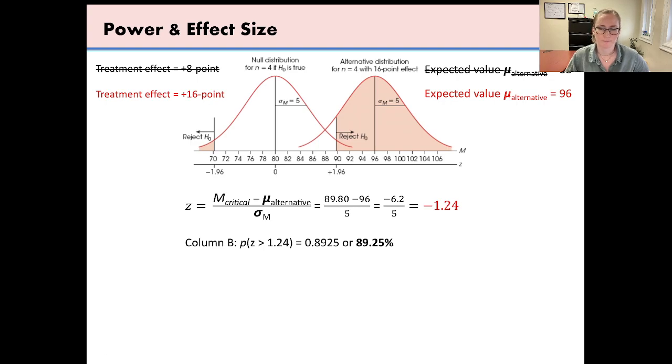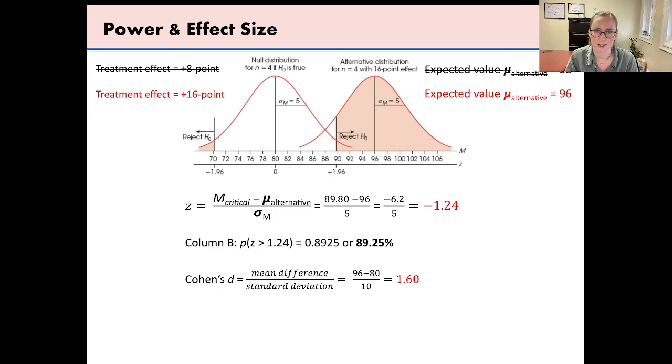Before, what we had with 4 people and an 8-point shift was, I think, 35 or 36% power. Now, increasing our treatment size has increased our power, where we're up to 90%. So hypothesizing a greater effect size gives you more power. Cohen's D for this guy, 1.6. That's above 1. That's a very large effect size, right? We're proposing a large effect size. So you can kind of see how these guys are related.